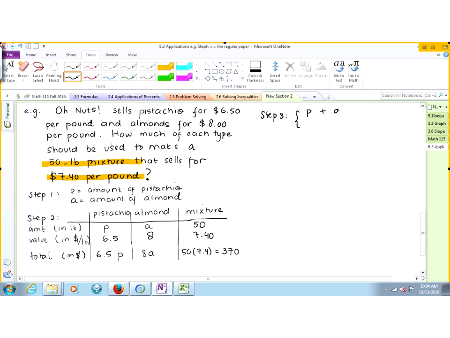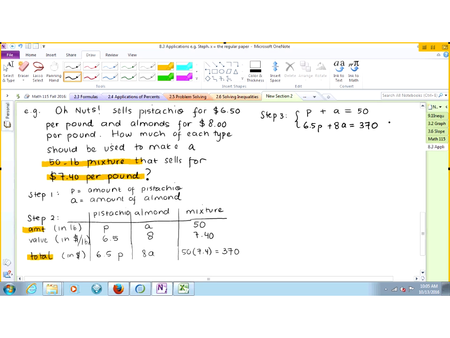So P. So again, this is your value. P plus A is 50. Sorry, this is the amount. So again, this is the amount. Right? And the total, what about the total? What is the equation related to the total? 6.5P plus 8A is equal to 370. All right.